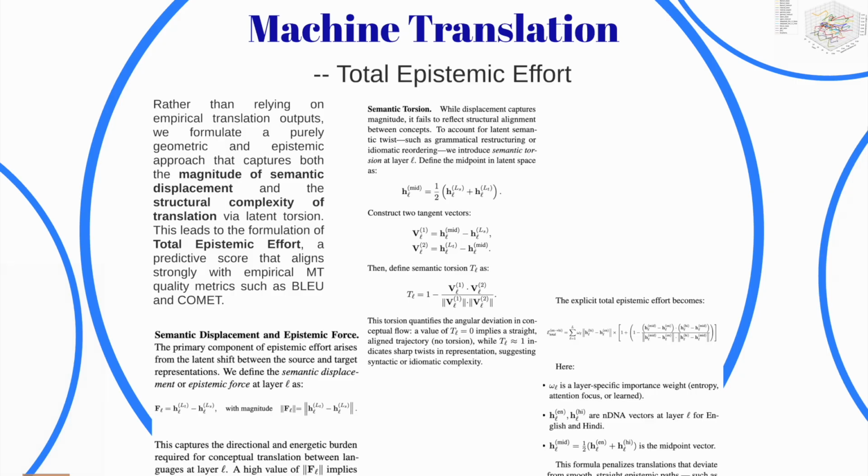Compare the layer-to-layer change in English with the layer-to-layer change in the target. When these directions align, torsion is low. When they twist or cross, torsion is high. Let t sub L be 1 minus the cosine of the angle between tangent 1 and tangent 2. When these tangents point in the same direction, t sub L is small. When they twist or cross, t sub L is large.